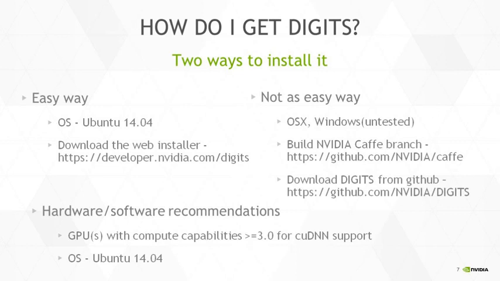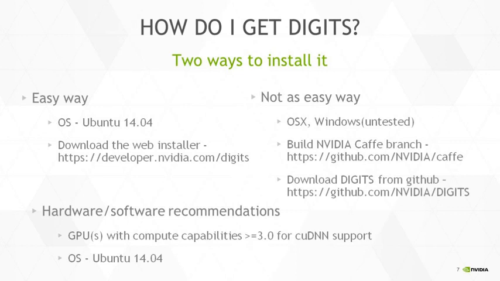So how do you get Digits? Well, there's a couple ways to get Digits installed on your system. The really easy way is to use our web installer, and the web installer works with Ubuntu. The not as easy way is going to be on a Mac or Windows, and Windows is untested. The main thing is that even with OS X, when you're not using Ubuntu 14.04, you'll have to build NVIDIA's Caffe branch and then use Digits. So just remember to use NVIDIA's Caffe branch because that's officially supported by Digits.